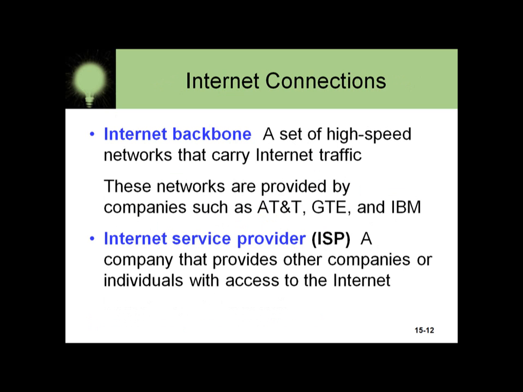And there are types of networks. Internet backbone, a set of high-speed networks that carry internet traffic. These networks are provided by companies such as AT&T, GTE, and IBM. Internet Service Provider, ISP, a company that provides other companies or individuals with access to the Internet.